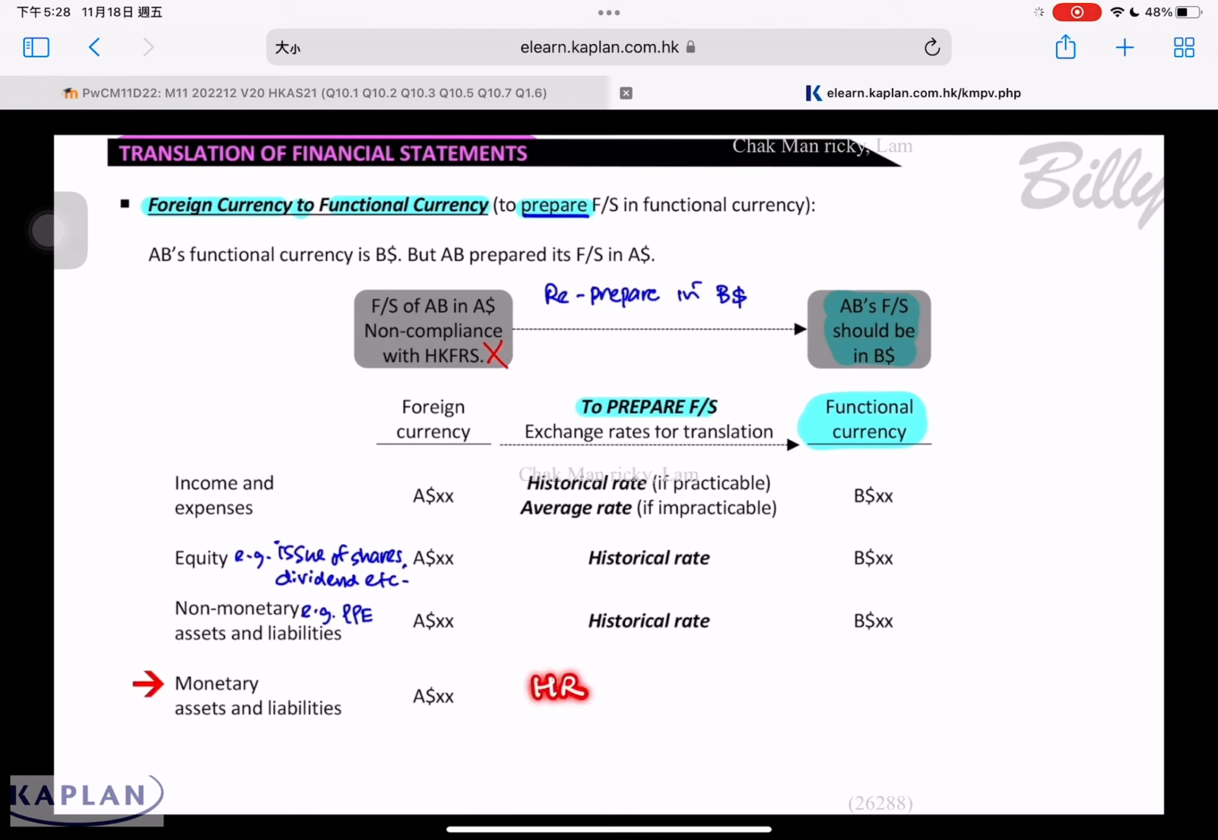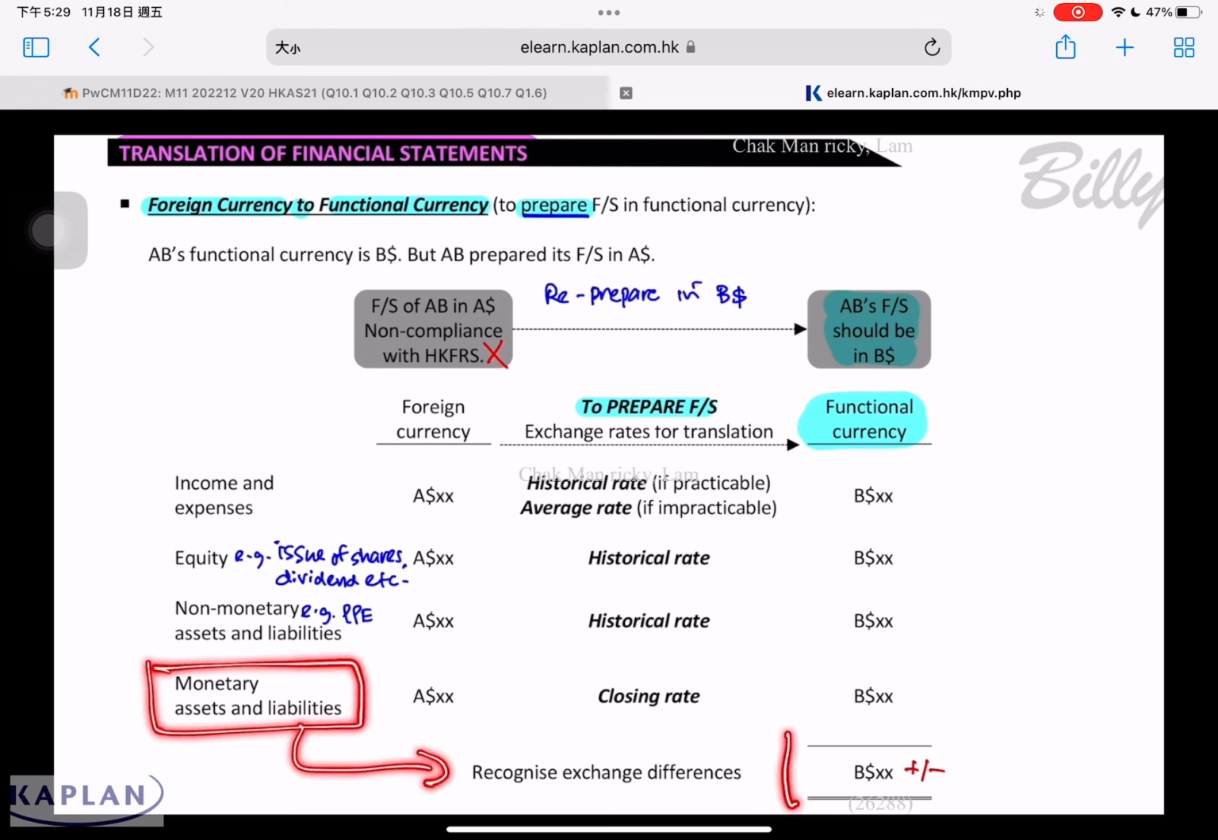For monetary assets and liabilities, technically we should use the historical rate. But even if you use the historical rate, you still have to remeasure using the closing rate. Instead of using the historical rate and then remeasuring using the closing rate, we straight away use the closing rate. Instead of doing two steps, we only do one step as a shortcut for monetary assets and liabilities. After that, this is the translated amount. There should be a plus or minus, and this plus or minus is an exchange difference because of monetary items.